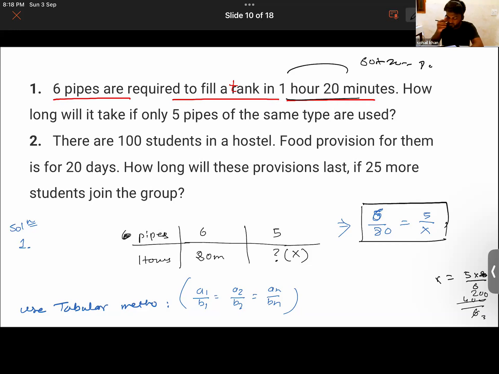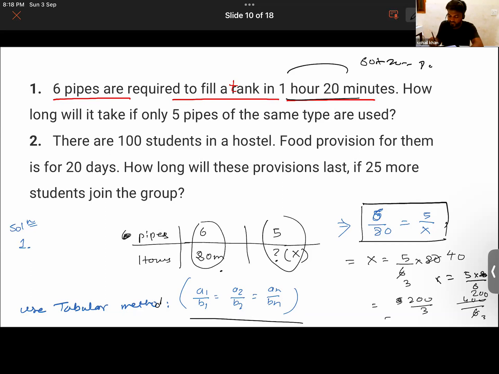No, it wouldn't be 3 upon 8. Look here. Using the tabular method, a1 upon b1 equals a2 upon b2, up to an upon bn. So you will take any two ratios here. In fact, there are only two ratios in the given question, that is 6 upon 80 and 5 upon x. So now further it will be x equals 5 upon 6 into 80, right? So let's cancel it out. 40. So you have got 200 upon 3.